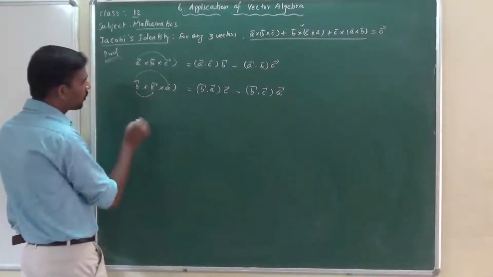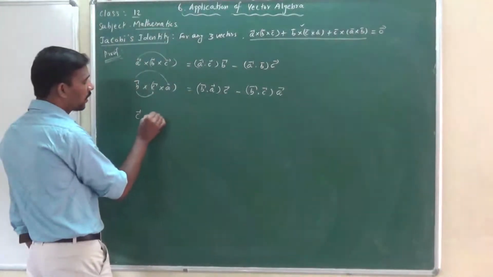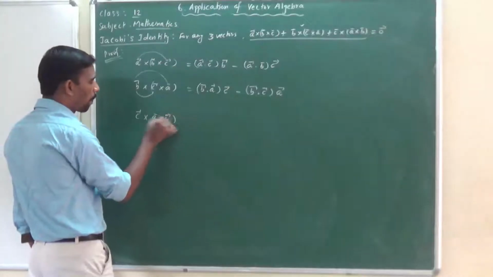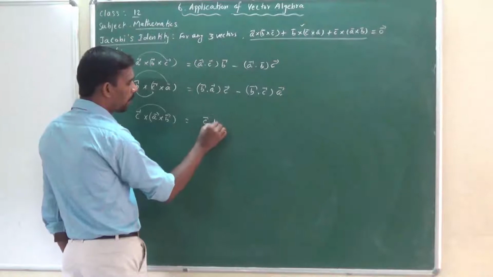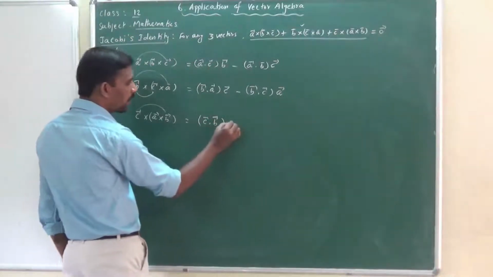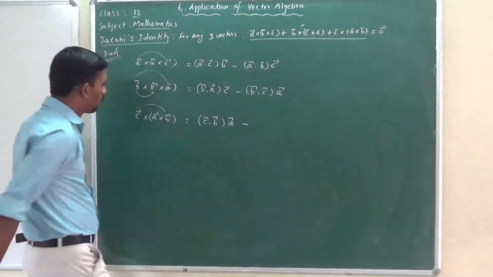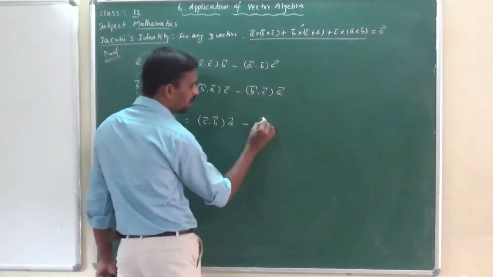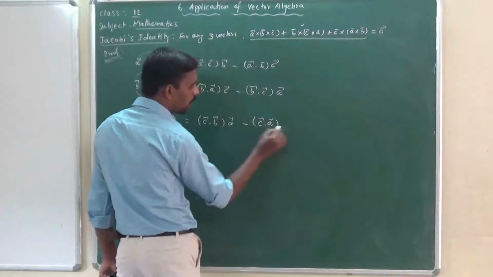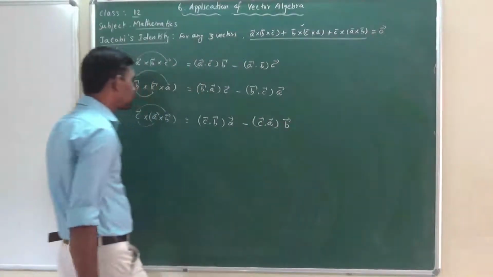Now take another one: c vector cross (a vector cross b vector). Now first and last: c vector dot b vector into a vector, minus. Next we are going to take the first two: c vector dot a vector, c vector dot a vector into b vector.